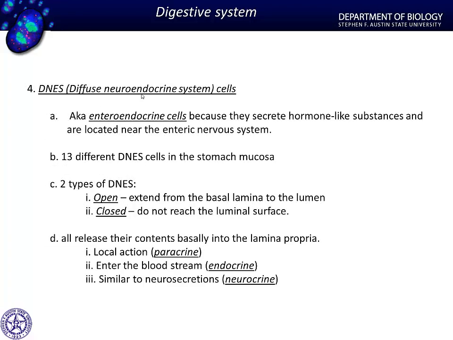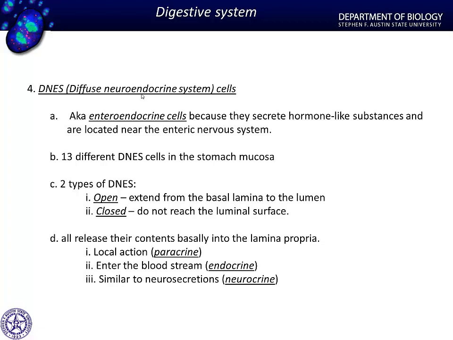Now, these last ones, DNES cells, diffuse neuroendocrine cells, also called enteroendocrine cells, because the products that they produce are hormone-like in nature, and there are 13 different types. We're not going to get into all of the different types. We're going to label a couple of them. But basically, category-wise, these cells can either be open or closed. Open in that they extend from the basal lamina all the way to the lumen, or they can be closed. In this case, they're going to be like the regenerative cells, at the base, but their superficial surface doesn't reach the lumen, and so in that case they're referred to as closed.